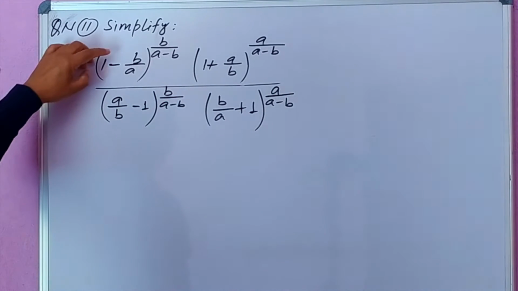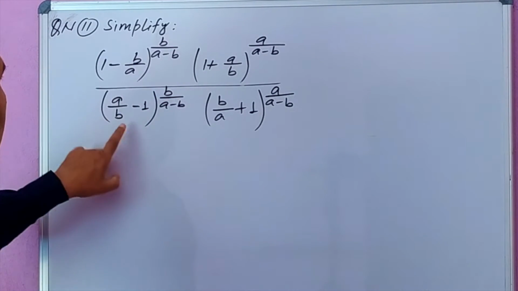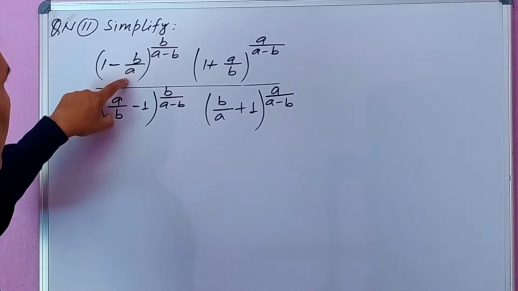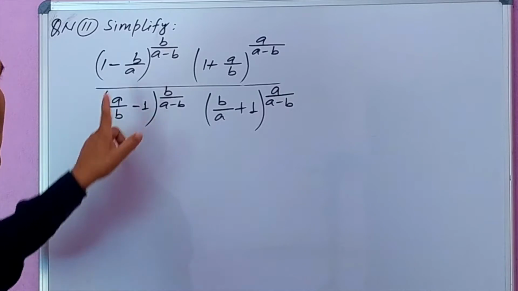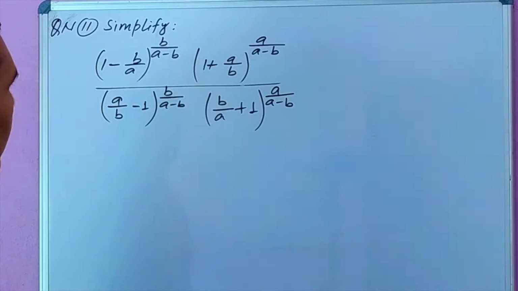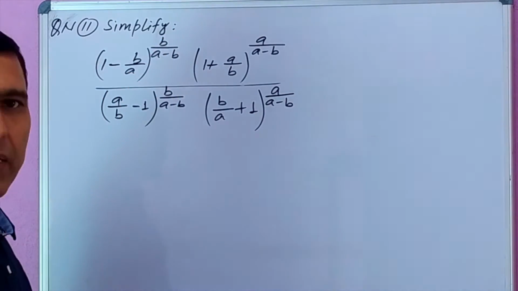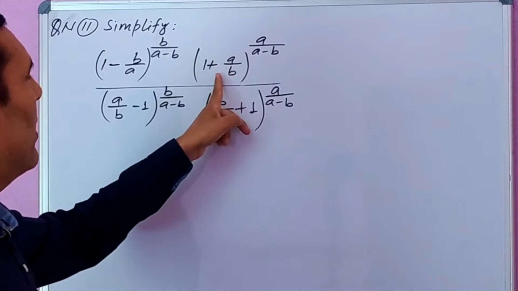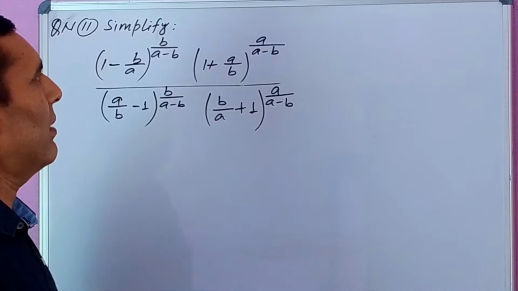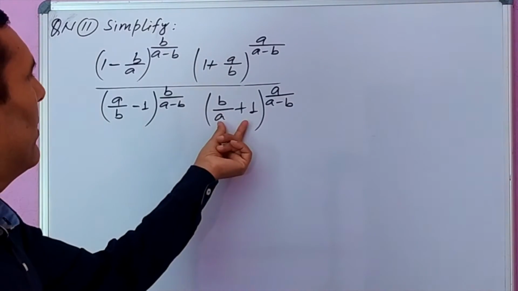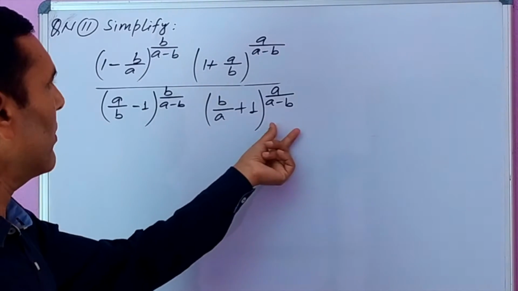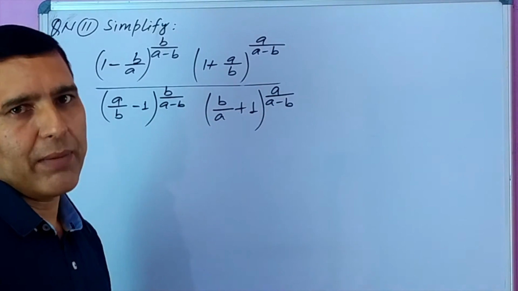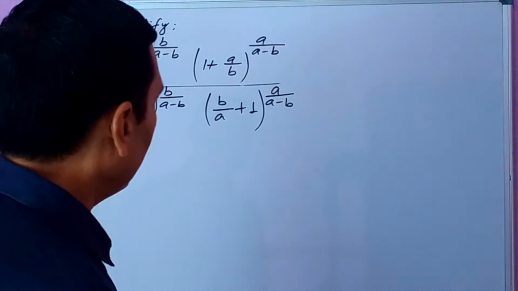Look here now, this first numerator and this first denominator, 1 minus b upon a and a upon b minus 1, both have the same power, b upon a minus b. Similarly, in this second bracket, 1 plus a upon b to the power a upon a minus b, and the denominator b upon a plus 1 to the power a upon a minus b, these two also have the same power.